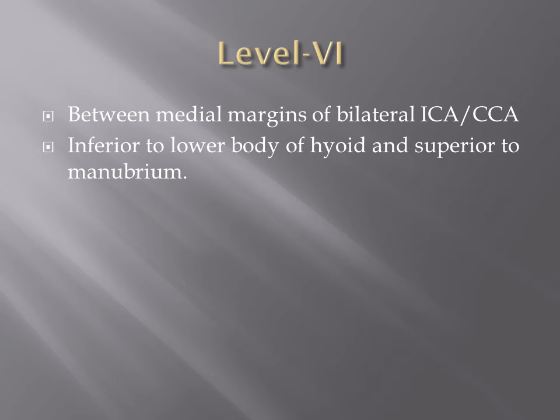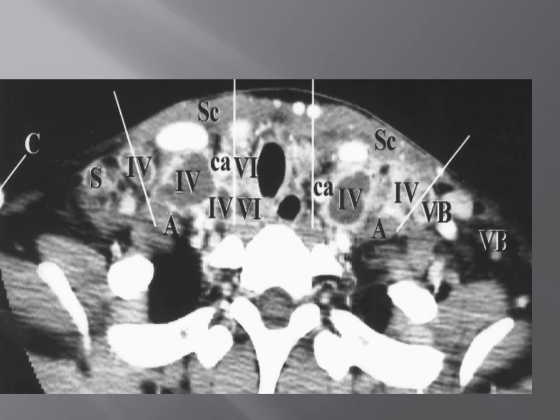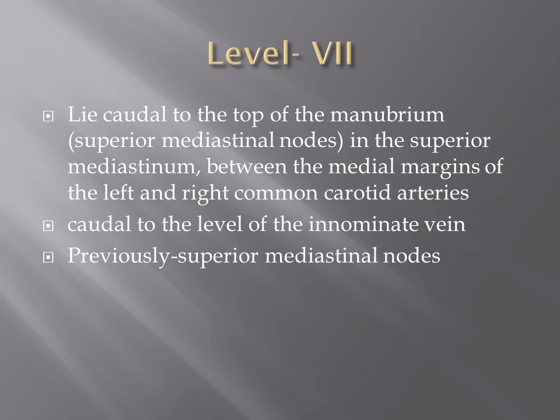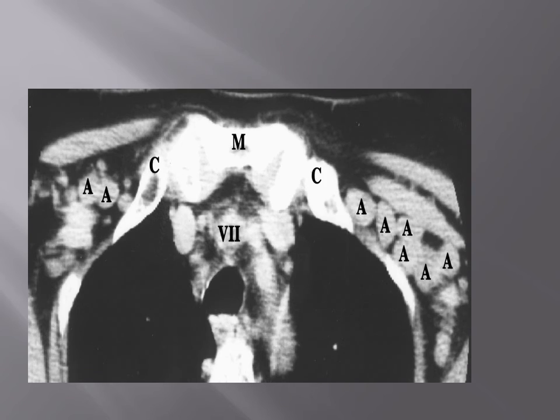Then coming to level 6 nodes. Level 6 nodes are the nodes which lie medial to bilateral ICA or CCA, inferior to the level of the hyoid and superior to the manubrium. These are level 6 nodes. Then level 7 nodes are the nodes which lie below the level of the manubrium up to the level of the brachiocephalic veins. And these nodes are also situated medial to the medial margins of the right and left common carotid arteries. These are the level 7 nodes, below the level of the manubrium, and these are multiple axillary lymph nodes.